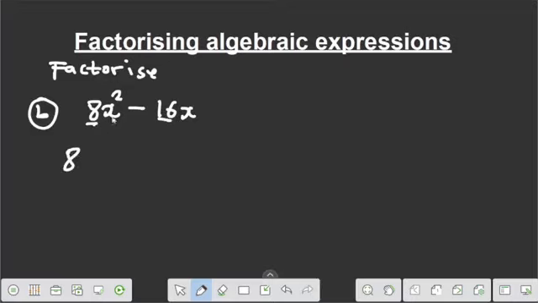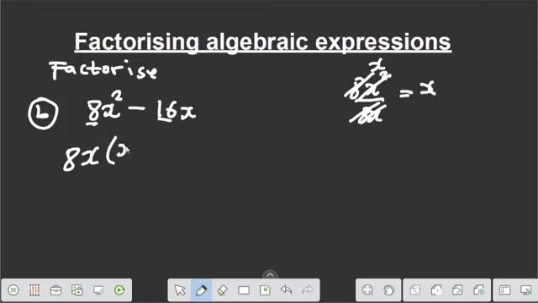Then in terms of the letters, we have x here, which is squared. We also have x here. So even the letters are the same, so we can factor out x. Open bracket. Then we start dividing. So 8x squared over, we have factored out 8x. This 8 and this 8 will cancel. Then this x into this x squared, you just remain with x. So here we are going to have x.